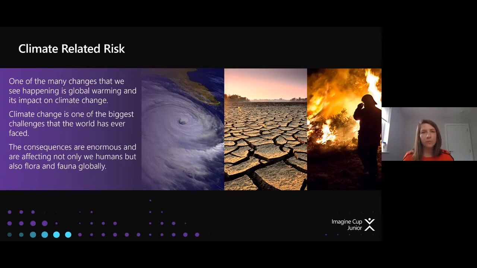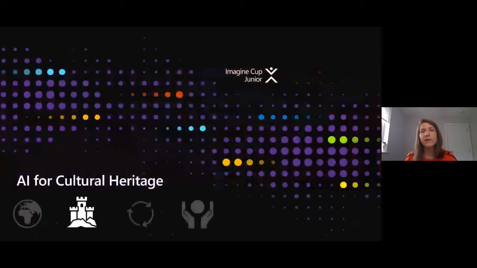But we're going to move away from AI for Earth now. That's our overview of AI for Earth done. And we're going to now have a look at something that I actually find really interesting, AI for cultural heritage, okay?